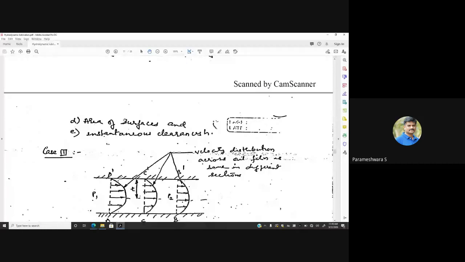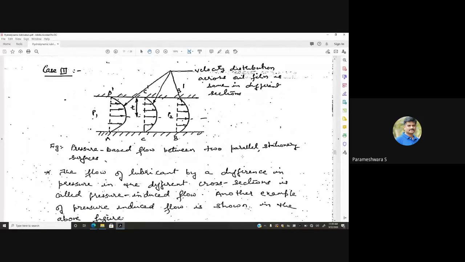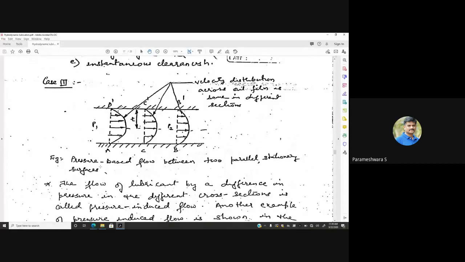Third case: pressure-based flow between two parallel stationary surfaces. The velocity distribution across the oil film is the same in different sections. Again, this is purely pressure-induced flow, where both the surfaces are stationary and the lubricant is flowing just due to the difference in pressure from one point to the other point. This kind of flow is called pressure-based flow. So this is case 3. We shall see how the velocity and the pressure get distributed in this case.